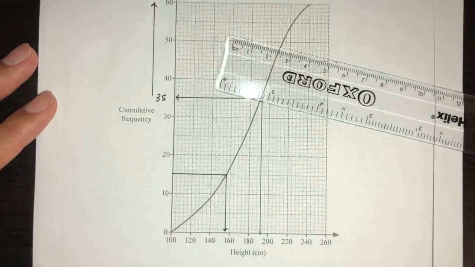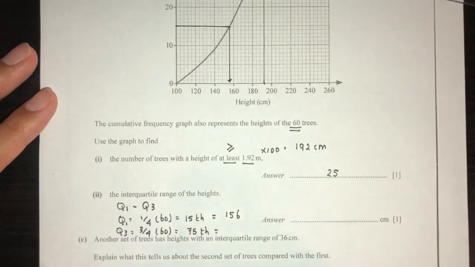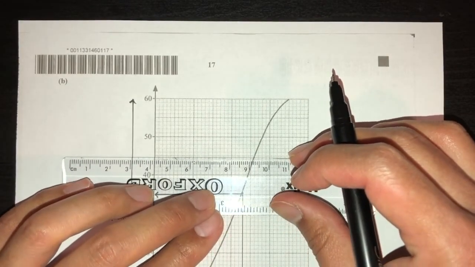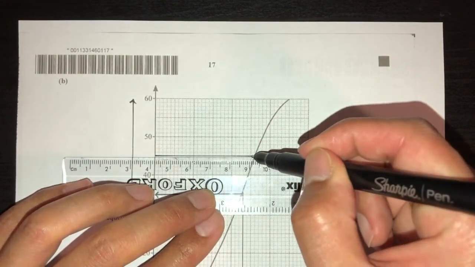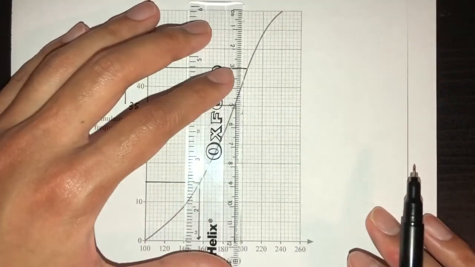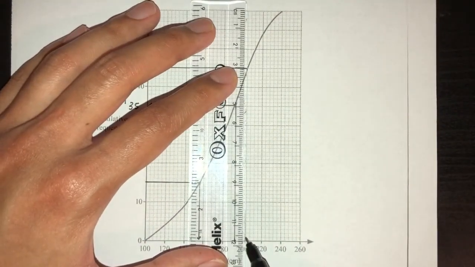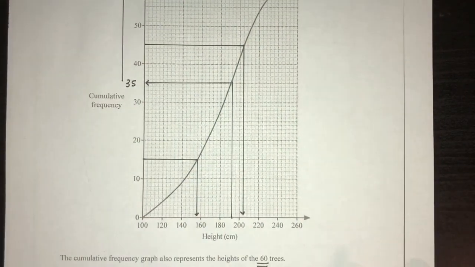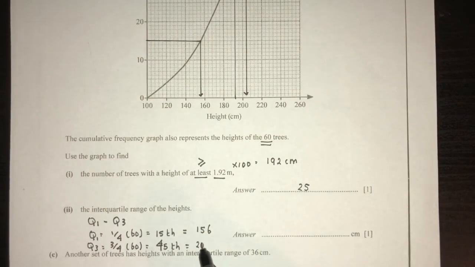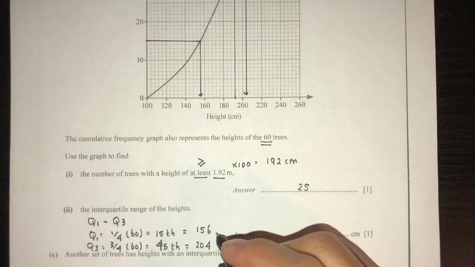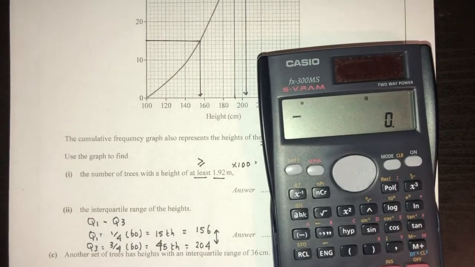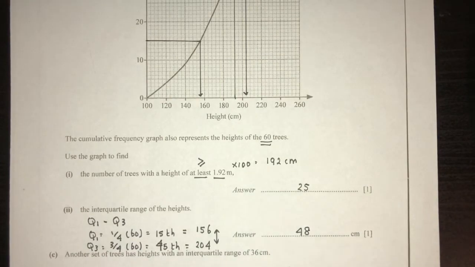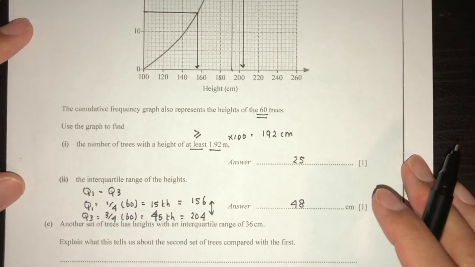sorry, let's try again. I think it's 45, because 3 times 15 is not 75, it's 45. 45 will be right here. Okay, that is the value of 204. So the range will be the difference. That will be 204 minus 156. That will be 48. Okay, that is the interquartile range of heights for the trees.